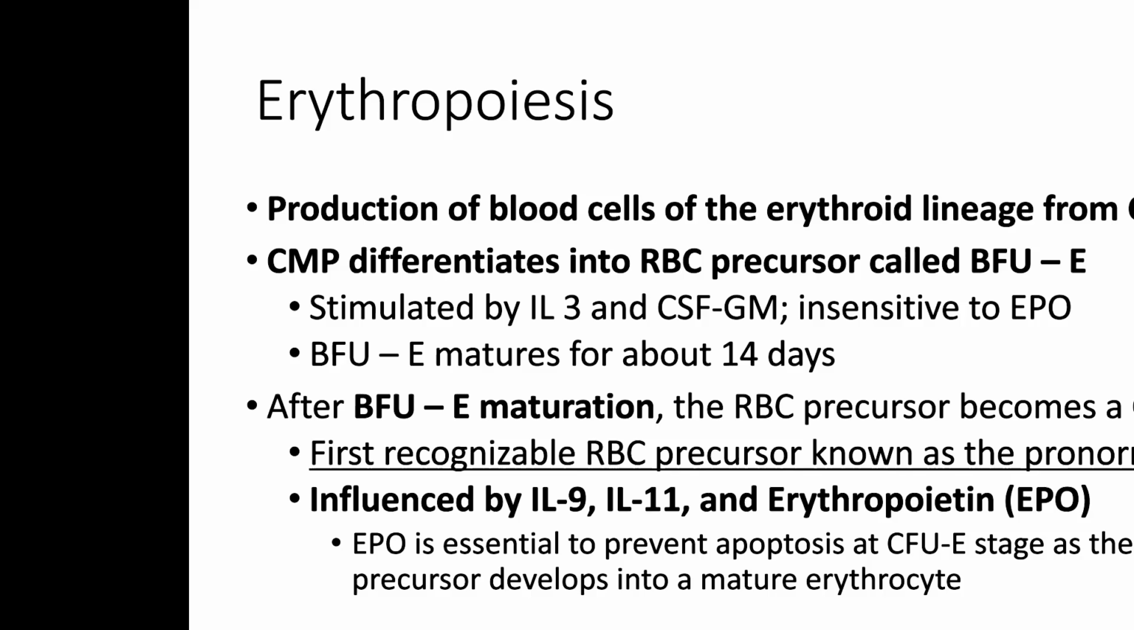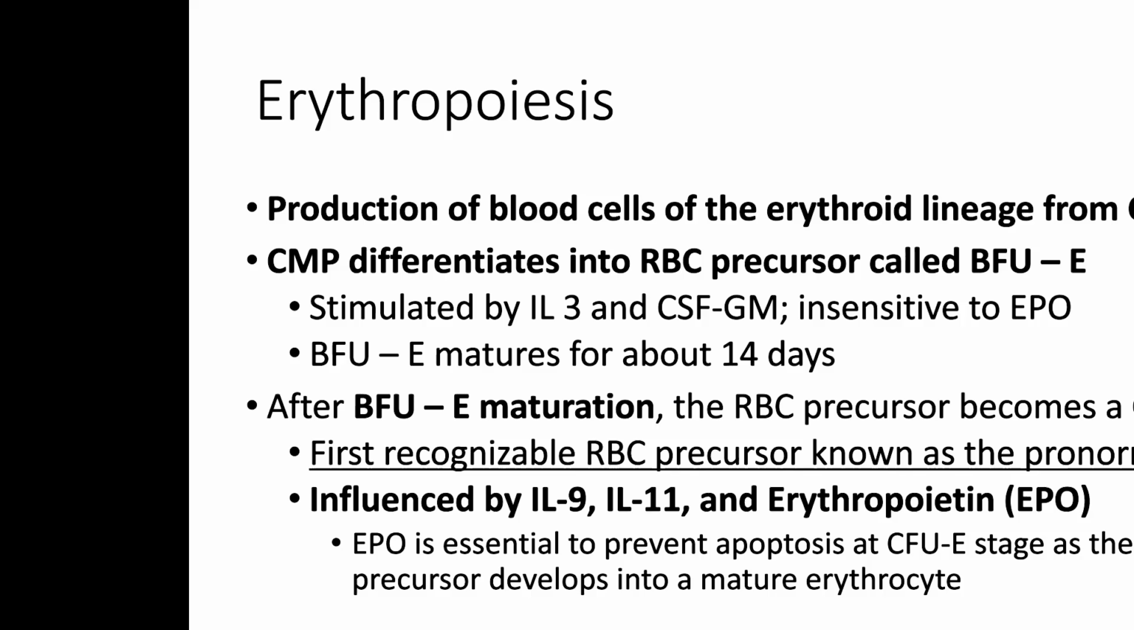Erythropoiesis, again, love my root words. Erythro means red blood cell. Poiesis means generation. So we're specifically talking about cells that are found in your erythroid line. The CMP will eventually become an RBC precursor called BFU-E. It's stimulated by interleukin 3 and CSF-GM. If we try to apply EPO at this stage, it won't work. It takes about 14 days for it to mature.